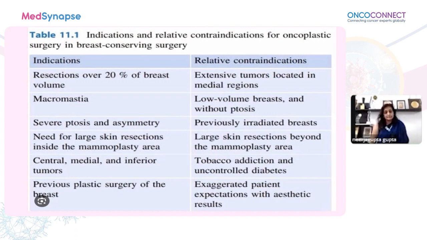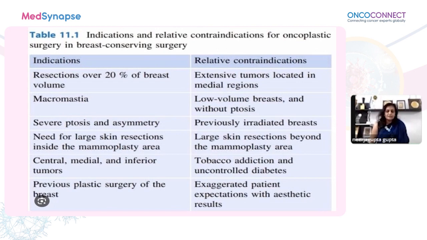Again, those who are addicted to tobacco or smokers, those who have uncontrolled diabetes, these are the patients who do not show good wound healing. So mobilizing a lot, doing an oncoplasty, doing a reduction therapeutic mammoplasty is a relative contraindication. If the breasts have been radiated earlier, then again you cannot do an oncoplasty because healing is an issue.